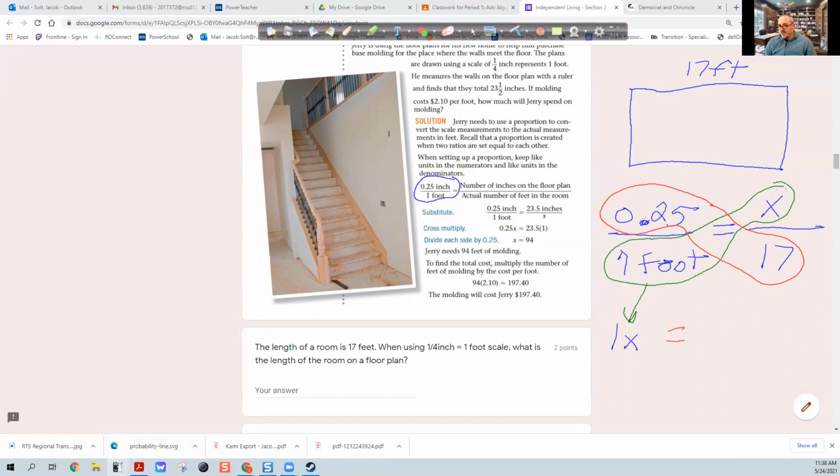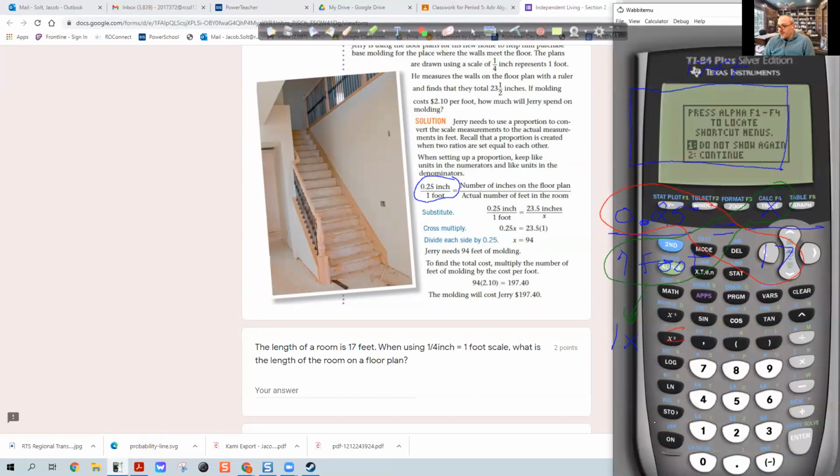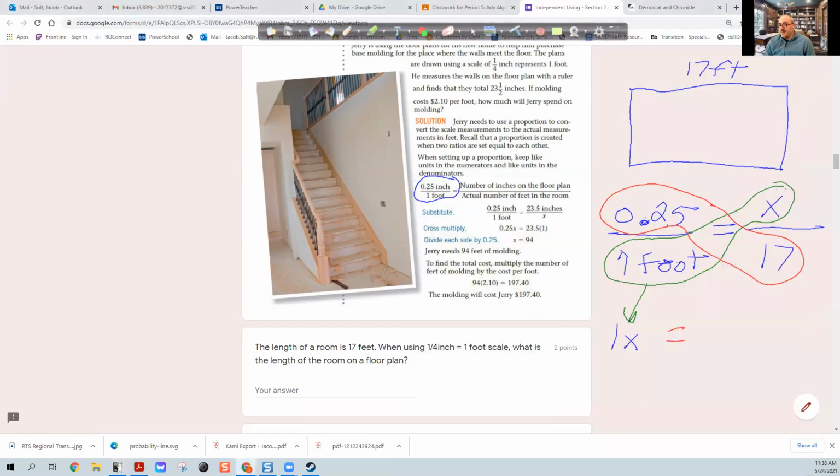I could probably come up with it's going to be close to 4, like 4.25. All right, math machine, help me out here. I need to know what is 0.25 times 17. 4.25. Okay. 4.25.